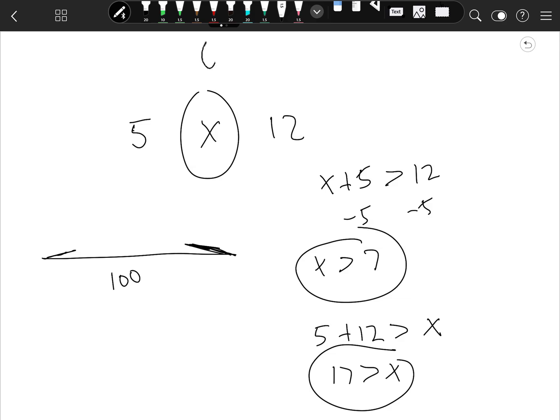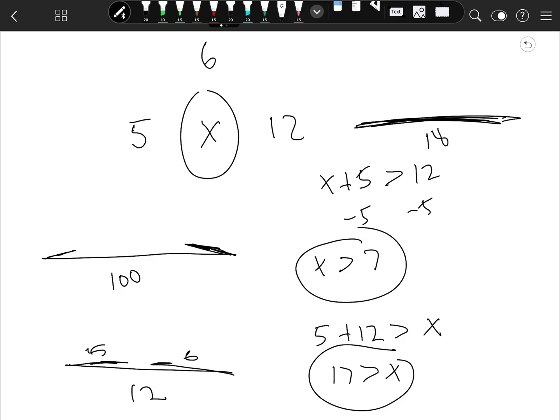Let's put in 6. Well, 5 plus 6 is 11. So you'd have 12 here for the long side, and 5 and 6. They just aren't quite going to reach. So that wouldn't work. And let's put in something like 18 for X. So you have 18 for the long side. There's 18, and then here's 12, and here's 5. That won't quite work either. So that's how you can determine the possibilities for the third side of a triangle if you have the other two sides.